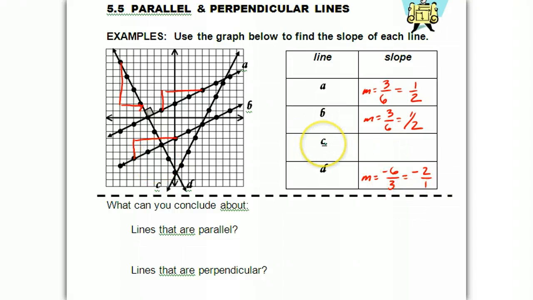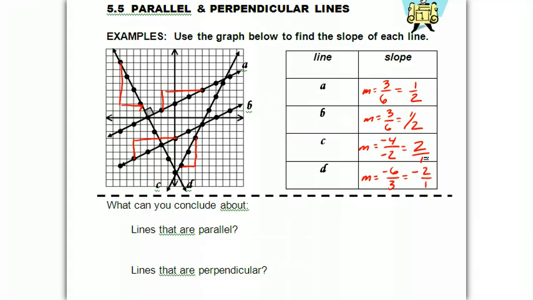Okay, and C is this line right here. So let's take a look at what the slope of this one is. If I start at this point right here, and let's go down, just because we can see it better. So I'm going to go down 1, 2, 3, 4, and in a negative direction over 2. So my slope there is going to be -4 over -2, which is equal to 2 over 1.